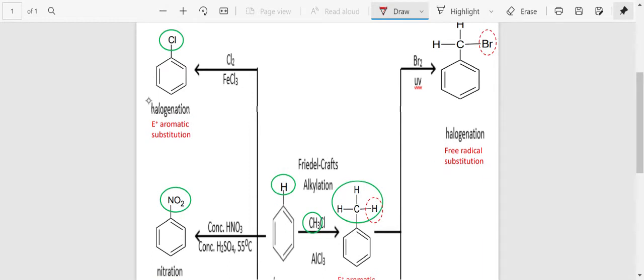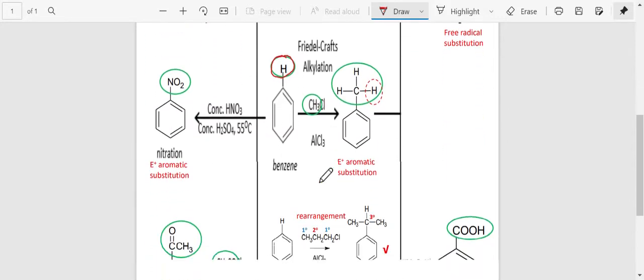Okay, so first of all, the process name is halogenation, but the mechanism or type of reaction is electrophilic aromatic substitution. This is the process name, halogenation. Okay, so we would look at what happens to the hydrogen. So the hydrogen is being substituted by chlorine. And remember, we use catalyst FeCl3, not UV, because this is not alkane.